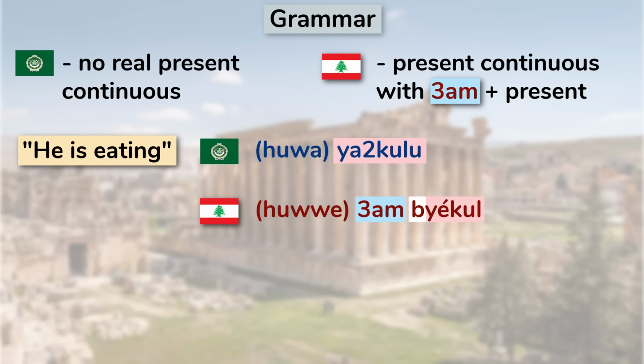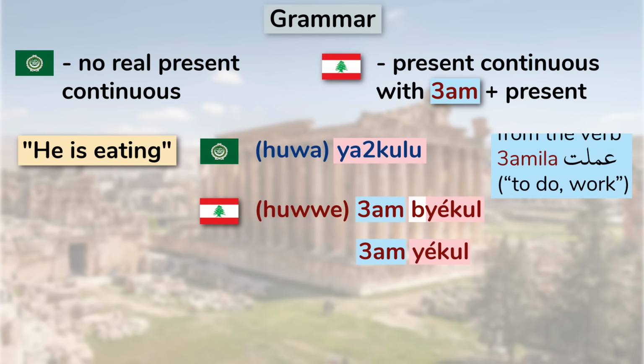In Lebanese Arabic, it's هو عم بياكل, or just عم بياكل. Note that the B prefix is optional here, so it could be عم ياكل. عم developed from the verb عمل, meaning to do or work. Now let's look at some more sentences in Lebanese Arabic and see what we find.